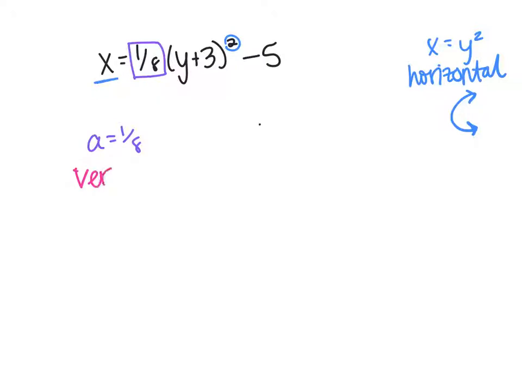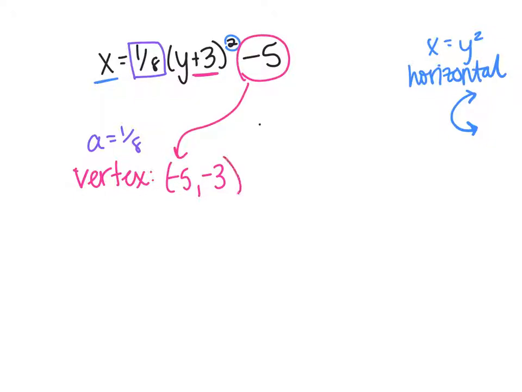So in this one, we have our a value, and our vertex. We find it the same way as we've been finding it. The number on the inside you take the opposite of, and that's with y, so we know our y is going to be -3. And then the number on the outside is going to give us our x. So we have -5, -3 on this one. Notice the number on the outside, you do not have to switch the sign. It is already the sign that it's supposed to be.